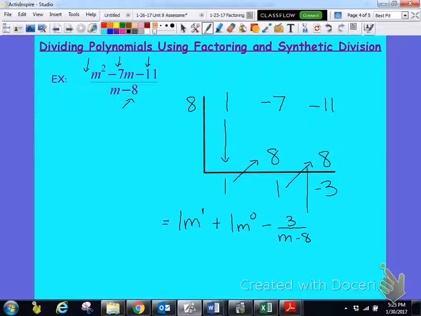Now, there's a lot of extra information in that one, so we can eliminate what we normally don't write. We normally don't write a leading coefficient of 1, and we normally don't write a power of 1, so that first term would just be m. Again, we don't write a leading coefficient of 1, but m to the 0 is 1, so this becomes m plus 1. And then the remainder is exactly as you see it, minus 3 over m minus 8. And that would be our final answer.